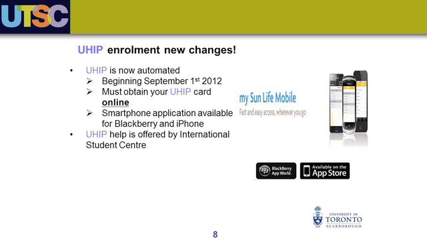There are a lot of changes this year in terms of enrollment. UHIP is now automated, meaning that the UHIP cards are now available online starting this year. And there's also a smartphone application available. I'll go into more detail about the smartphone application in later slides. And a small change also: UHIP used to be administered through the Health and Wellness Centre in the past, but now UHIP has been integrated into the International Student Centre. So any help or advice in terms of UHIP will be given from the International Student Centre.